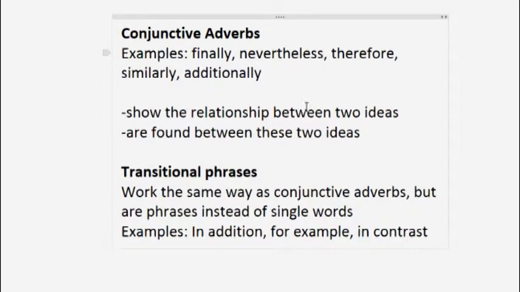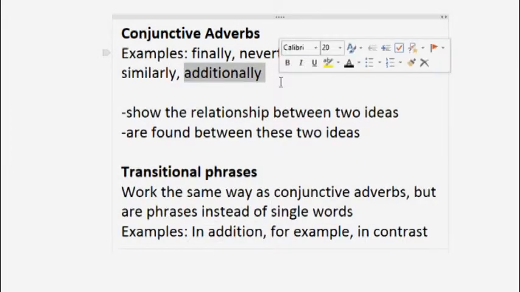So you'll see something like finally, comma, in the rest of the sentence, or nevertheless, comma, in the rest of the sentence. Now, transitional phrases work in exactly the same way. The only difference is that they are phrases, groups of words, instead of single words. So, in addition, comma, for example, comma, in contrast. Again, words and phrases you probably have used before. You can see how in addition is so closely related to additionally. And in fact, in terms of meaning and usage, they're interchangeable. They both occur at the beginning of a sentence, and they'll be followed by a comma.